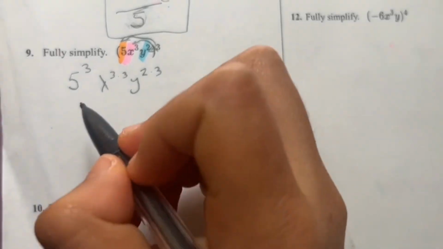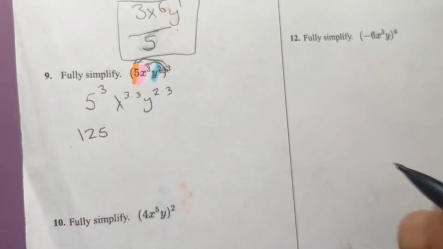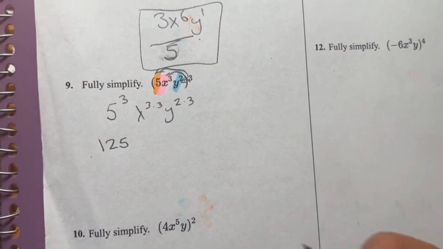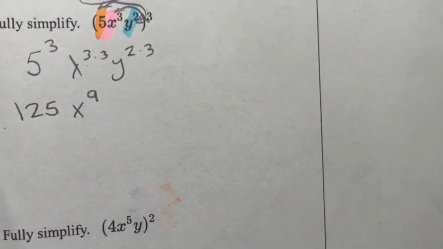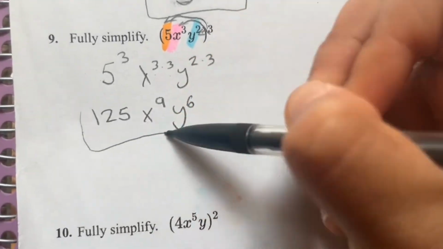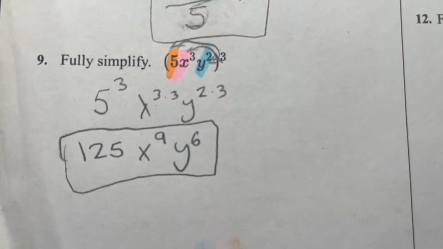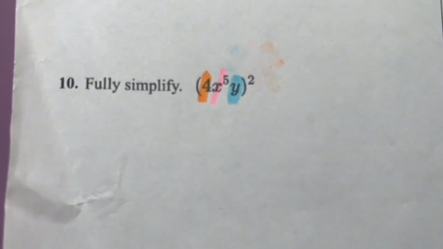Here we go. Obviously, we can't leave the 5 to the power of 3 alone, so it's going to be 125. 5 times 5 times 5. And then x, 3 times 3 is 9, and then y, 2 times 3 is 6. Sorry, guys. There we go. That is your final answer, guys. Just multiplying and distributing through the parentheses. Okay, try this one on your own.